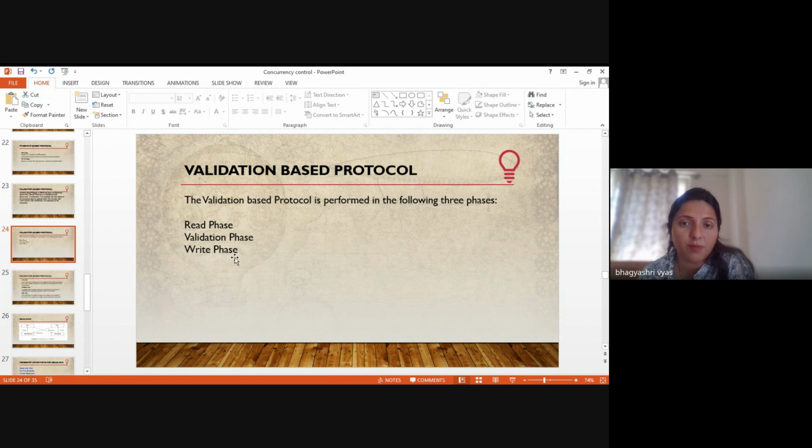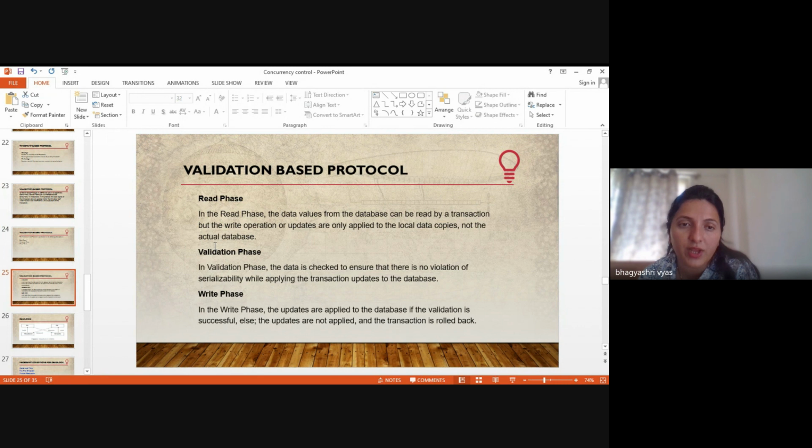Now, the validation based protocol is performed in the following three phases: read phase, validation phase, and the write phase. Okay, read phase, as the name suggests, reads the value from the database, but the write operation or updates are only applied to the local data copy, not the actual database. Validation phase, the data is checked to ensure that there is no violation of the serializability while applying the transaction update to the database.